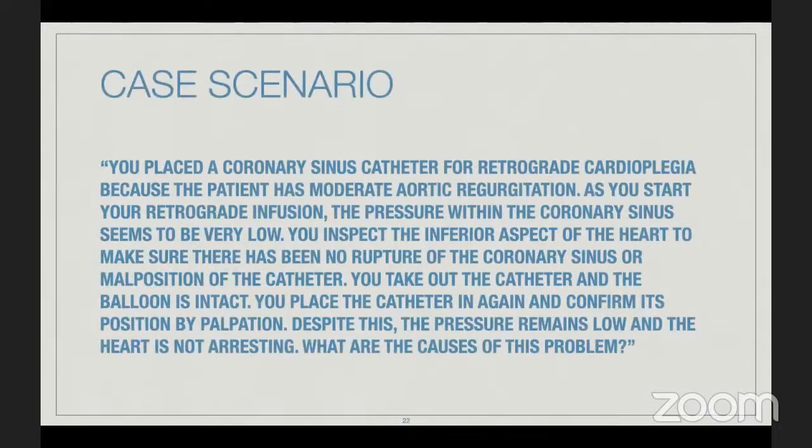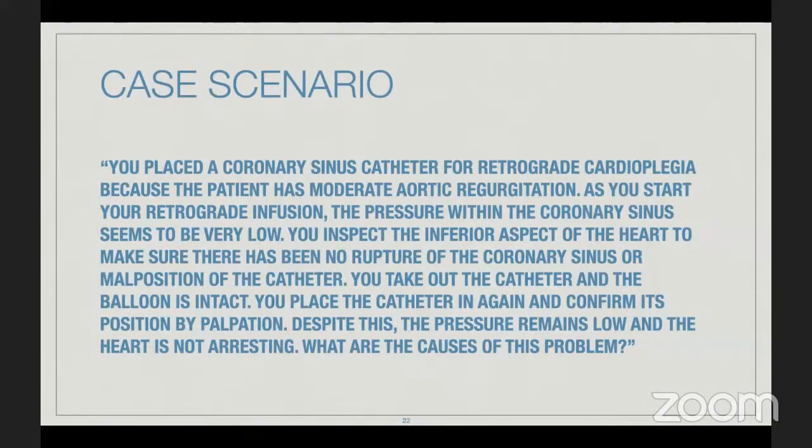So next scenario, you place the coronary sinus catheter for retrograde cardioplegia because the patient has a moderate aortic regurg. As you start your retrograde infusion, the pressure within the coronary sinus seems to be very low.